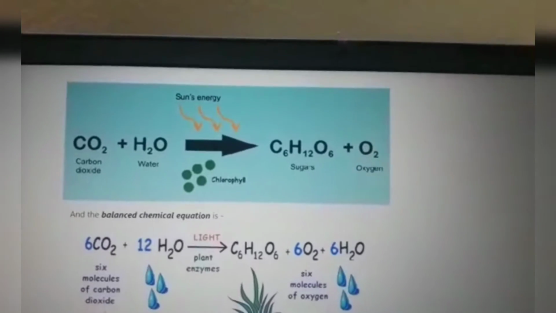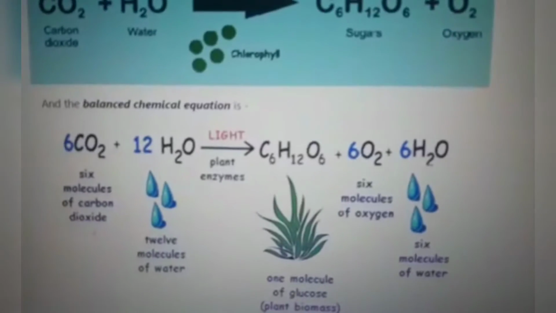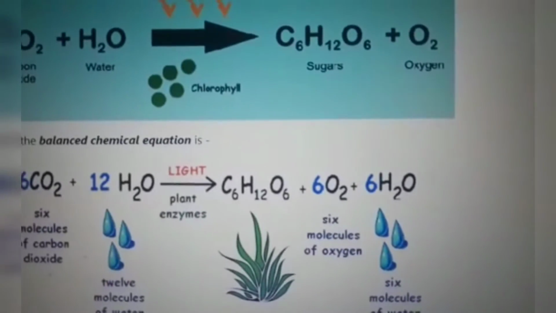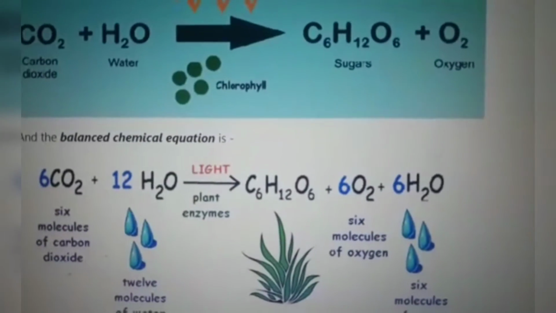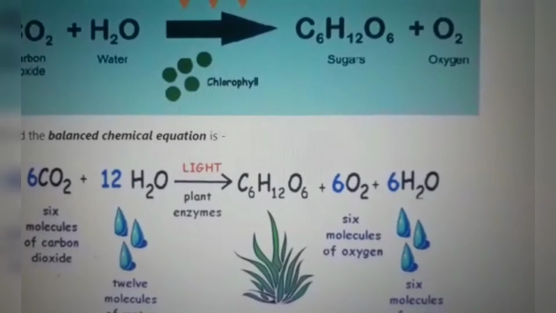Hydrogen 2 is here, but right side 12. So here, below, you can see the balanced equation of the photosynthesis process. You have to learn this by heart. What is the balanced chemical equation of the photosynthesis process?